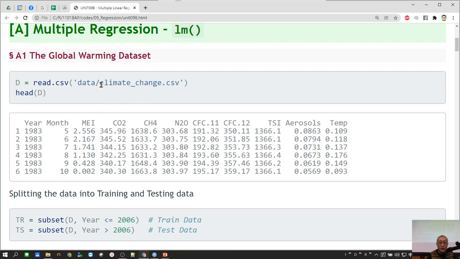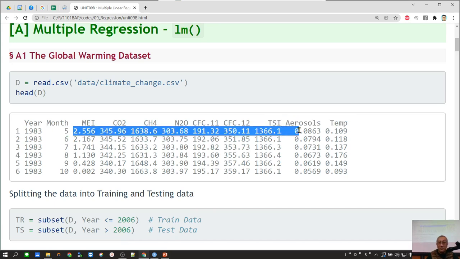Basically, for every month, it's a long data set, right? From 1983 to 2008, something like that. And every month there is a measurement. And this is the greenhouse gas, right? You know what the greenhouse gas is, right? The gas that would make a hole in the ozone layer, right? Okay, that bad gas.